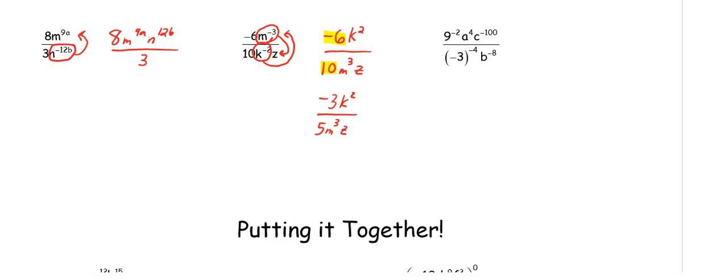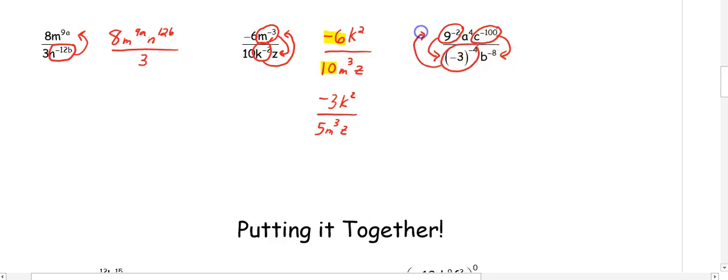In the next one, when we look, we have a negative exponent. N to the negative second needs to move to the denominator. C to the negative 100th needs to move to the denominator. And then parentheses, negative 3 to the 4th needs to move to the numerator, as does B to the negative 8th. So when I move my negative exponents around, I now have parentheses negative 3 to the 4th. I'm still going to leave that in parentheses. B to the 8th and A to the 4th, because that stayed in the numerator. And on the denominator, we have 9 squared, c to the 100th. 9 didn't start in parentheses, so we don't need to include parentheses when we move it.